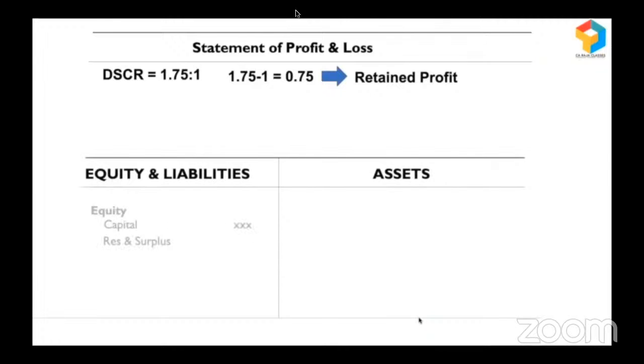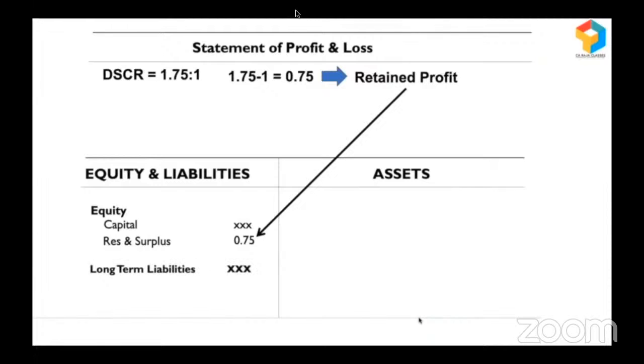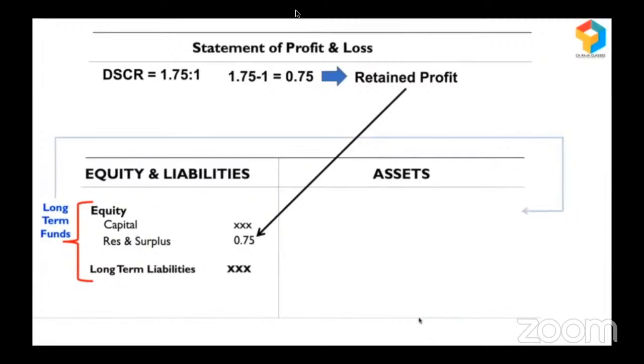If this does not make sense for you, worry not, look at this. Your statement of profit and loss only communicates what is profit. From that we calculate cash profit. Then we compare that with the obligation and we arrive at DSCR. If DSCR is 1.75, it means out of 1.75, 1 can be paid, and 0.75 can be retained in the business. This retained profit will go to the balance sheet under reserves and surplus. Reserves and surplus along with capital will be called equity, and this equity along with the long-term liabilities will be called long-term funds. These long-term funds can be used for creating long-term assets. I repeat, these long-term funds can be used for creating long-term assets.